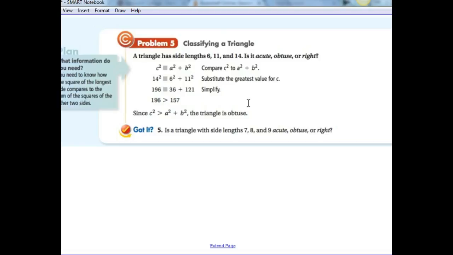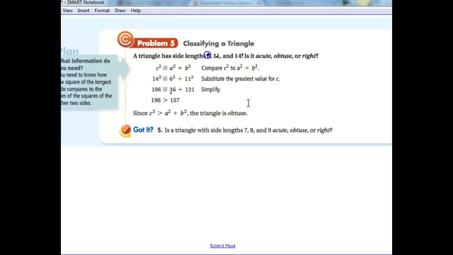So let's look at this particular problem. It's giving you three sides, and remember the longest one is always the hypotenuse. So you have 6, you have 11, and you have 14. Okay? So notice that they put 14 squared because they're leaving a blank because they don't know if it's equal, if it's greater than, or less than. That's what we're actually looking for in the problem. So 14 squared, then on the other side you have 6 squared and you have 11 squared because that's your two shorter sides, which happen to be your legs.